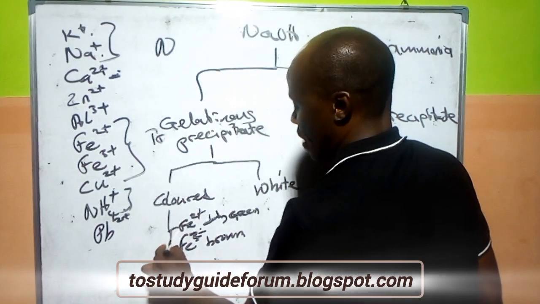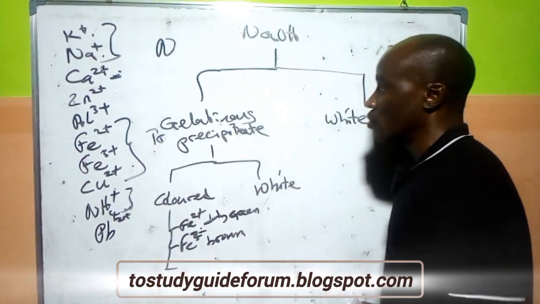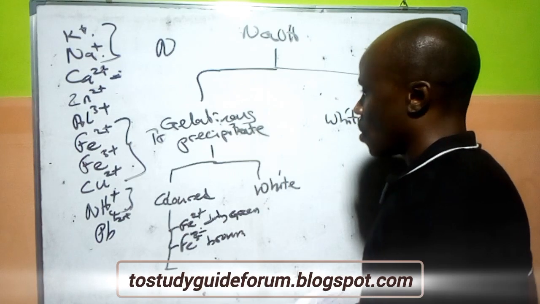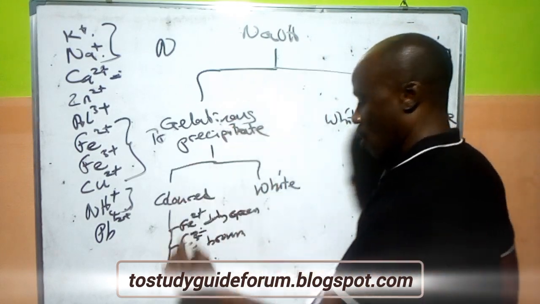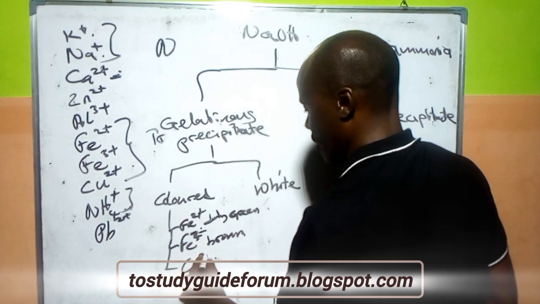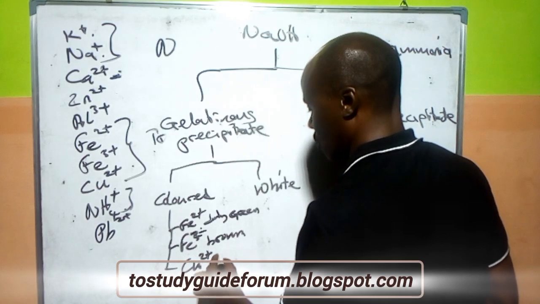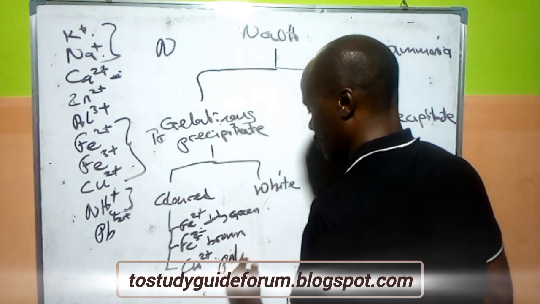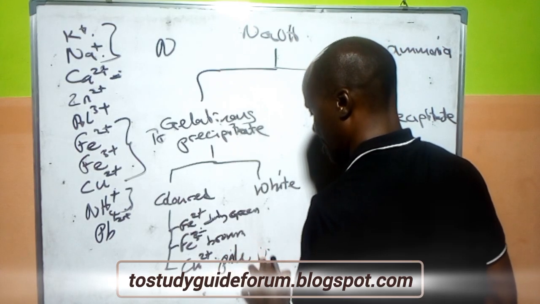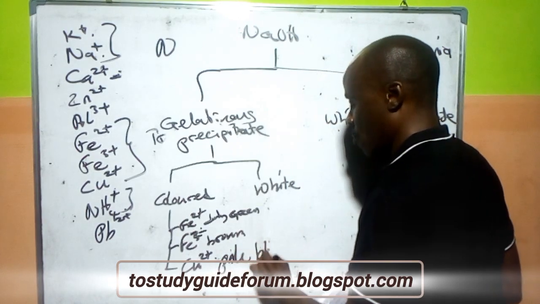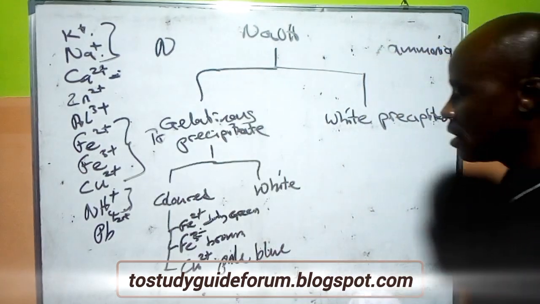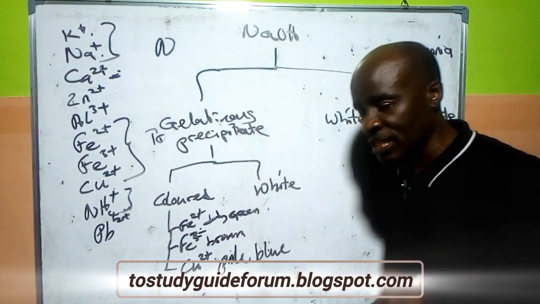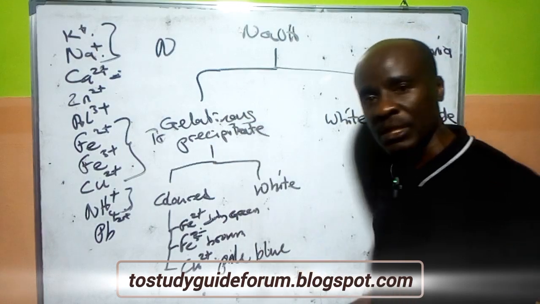Now the next one we have that will give us another colored gelatinous precipitate with sodium hydroxide is what? Copper 2 ion, which will normally give us what? Pale blue precipitate with sodium hydroxide. Pale blue precipitate.